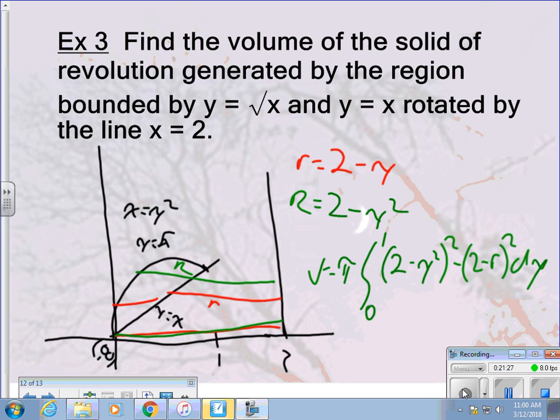2 minus y, sorry, 2 minus y. 2 minus y, not 2 minus r.